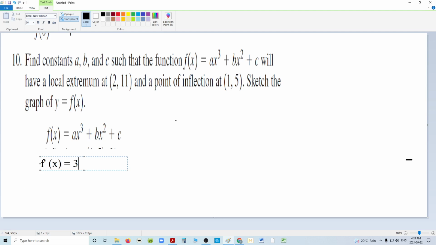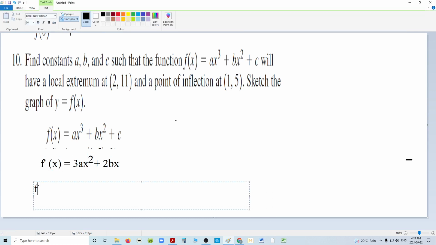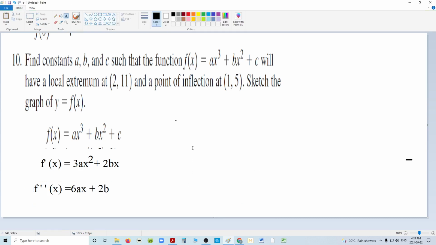First derivative is 3ax squared plus 2bx, and the c doesn't matter. So we have a first derivative formula without a c in it. And then here's the second derivative formula of x: 6ax plus 2b. Now, we also happen to know that this second derivative is going to be equal to 0 at this point, because that's what a point of inflection is. We also know it's going to be equal to 0 at this point.